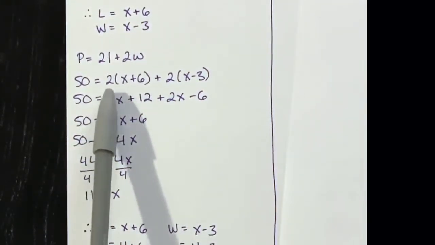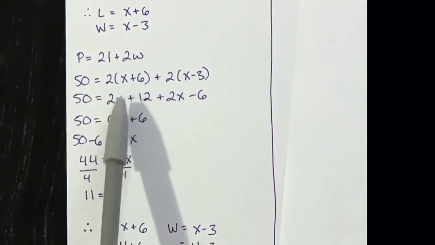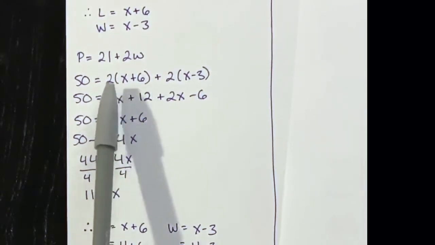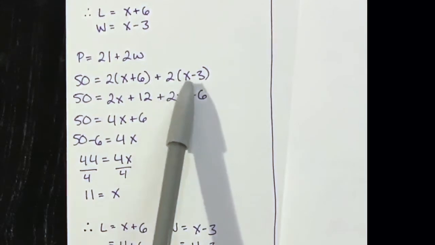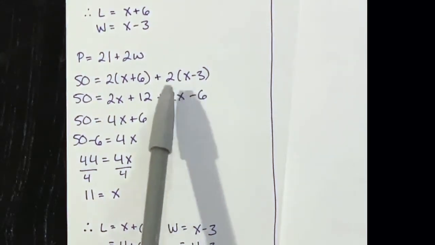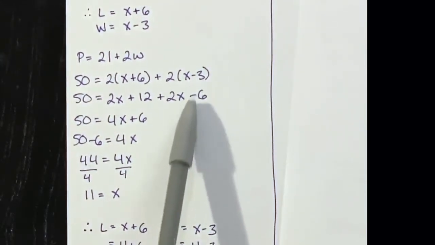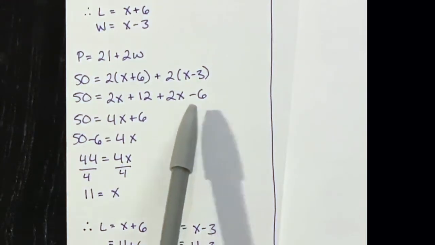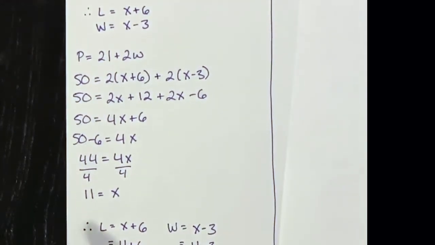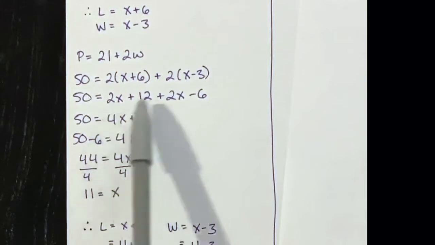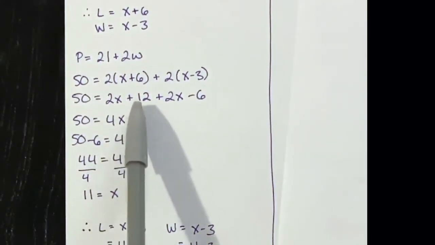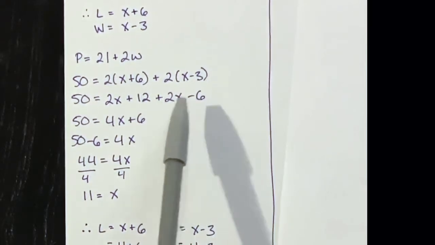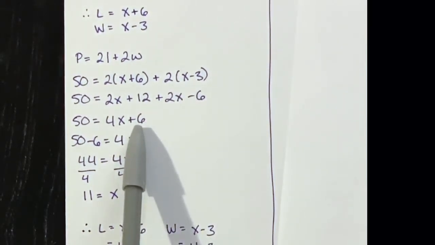So I have to do 2 times x, 2x. 2 times 6, 12. 2 times x, 2x. 2 times negative 3, negative 6. Then I have to combine my like terms. So I have 2x plus 2x gives me 4x. I have 12 minus 6 gives me positive 6.